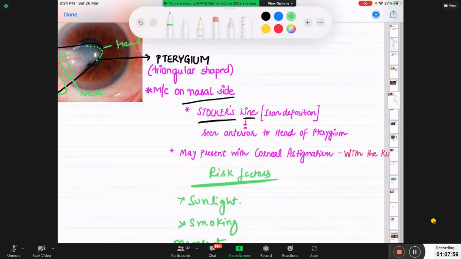Ars line and Ars triangle. Don't get confused. Right? Then there is Hab's striae and Vogt's striae. Don't get confused.